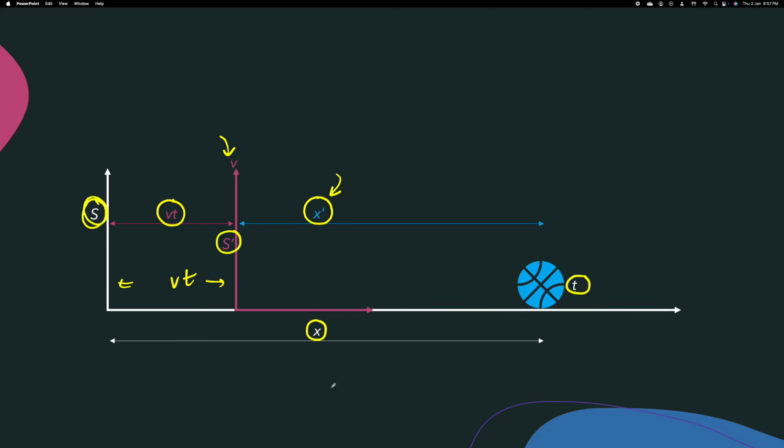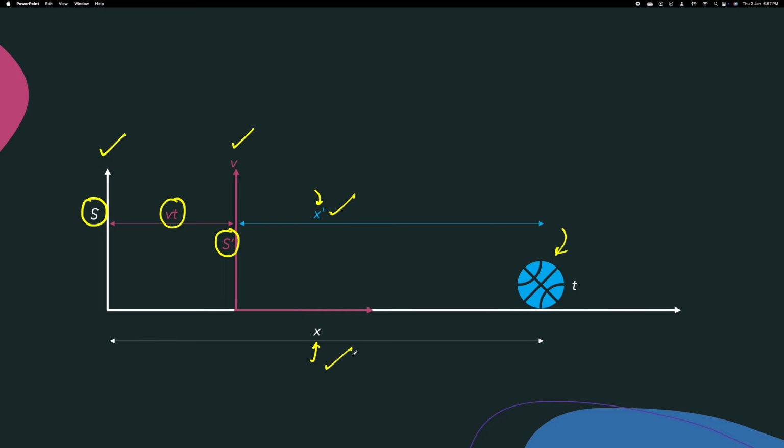All the notations are very important. If you look at it, I repeat once again. These two are positions of the ball with respect to the two frames, whereas this speed into time is the position of the S prime with respect to S. So when I'm talking about the object positions, we use the letter x. Now we use either x prime or just x, based on which frame we are looking at.